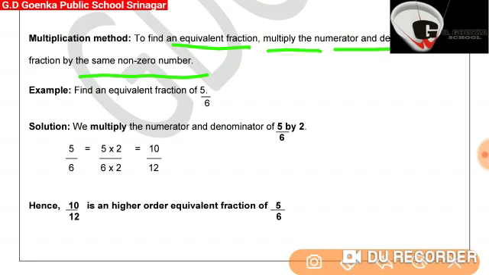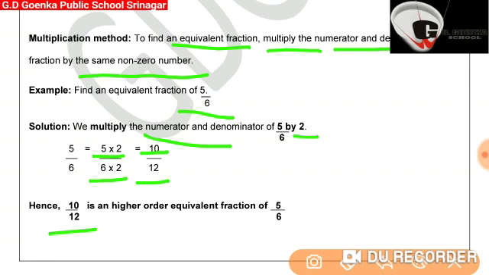For example, we want to find the equivalent fraction of 5 by 6. In order to do so, we'll multiply the numerator and denominator of the fraction 5 by 6 by 2. That is by the same number. That is, we multiply 5 by 2 and 6 by 2. 5 2s are 10 and 6 2s are 12. Therefore, 10 by 12 is a higher order equivalent fraction of 5 by 6.